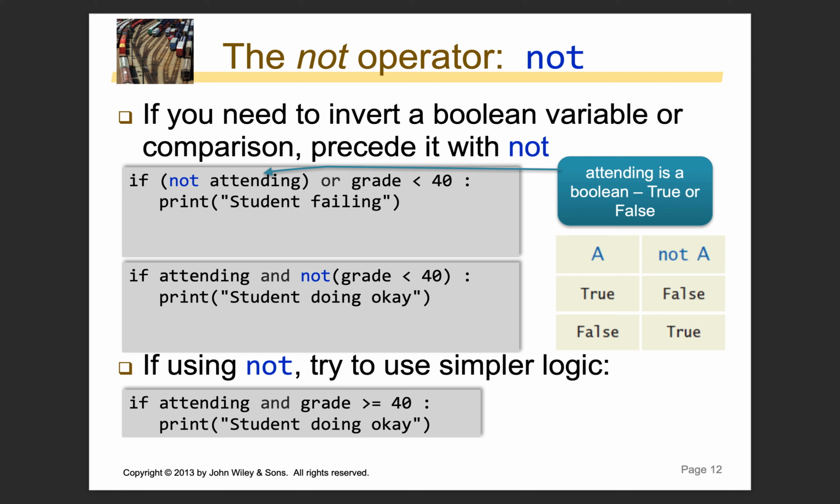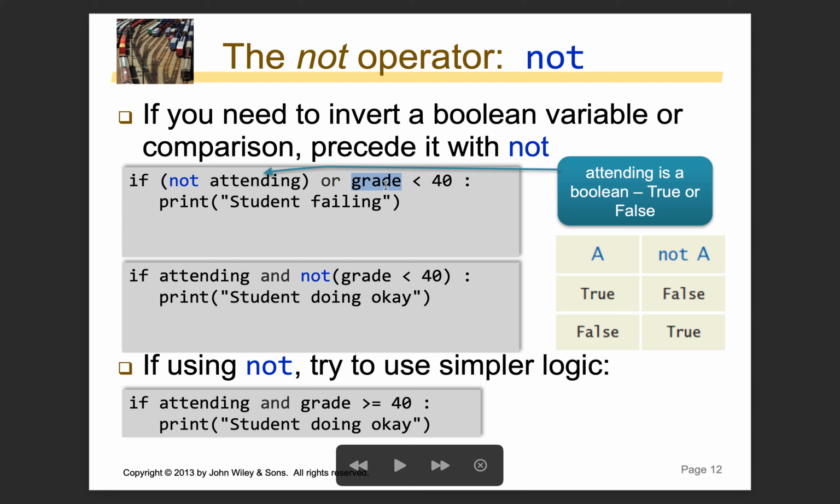So if we look at the Python program, we have if not attending or grade is less than 40. Okay, so if the student is attending, so attending is true, not attending gives false, and we only need to check whether or not their grade is less than 40.